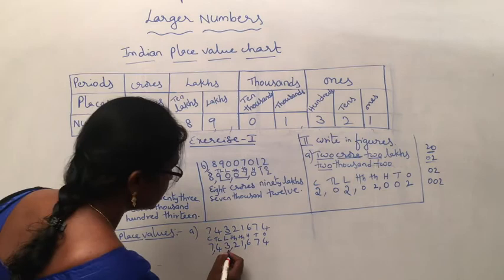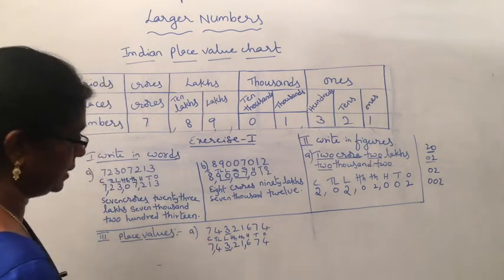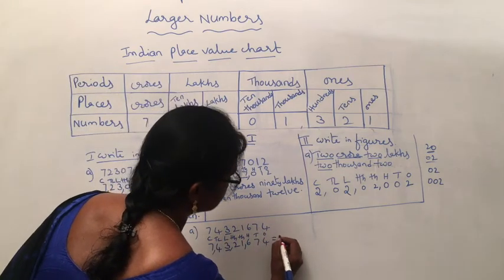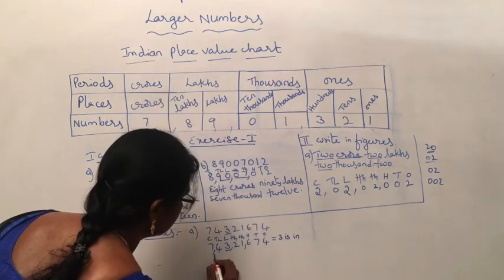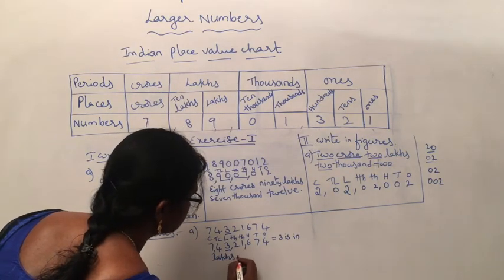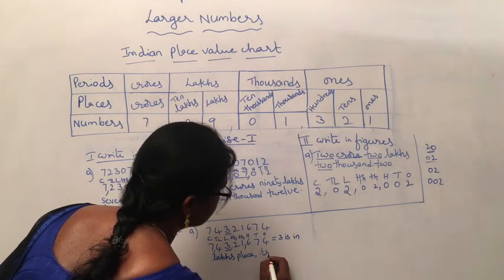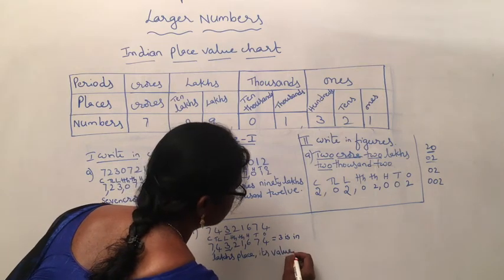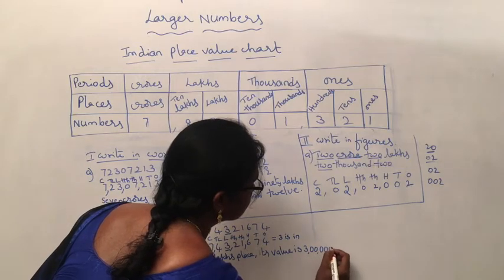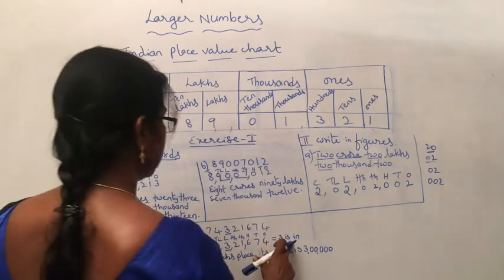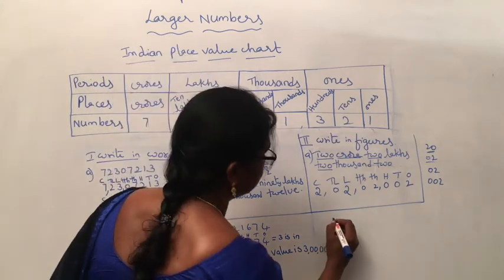Now 3 is in which place? Lakhs place. Now how to write? 3 is in lakhs place. Its value is 3 lakhs. Now first we have to write the place value, then we have to write the value of that digit. Now second example.